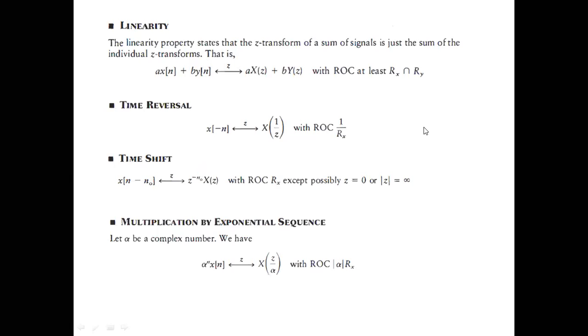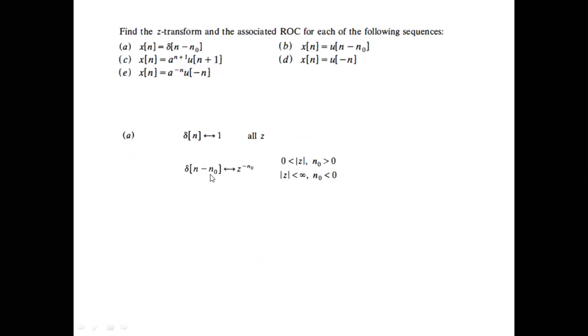Keeping this in mind, what will be the Z transform here? 1 multiplied by z to the power minus n naught. That shall be the Z transform. Any changes in the ROC, by the way? You can say this was 1, right? So the ROC was the entire Z plane. Nothing can make this 0, nor can anything make it go to infinity.